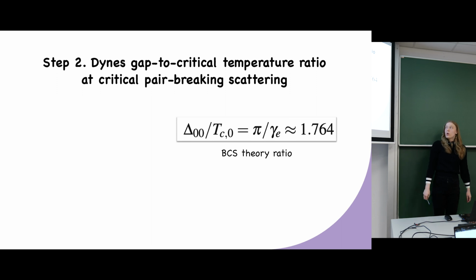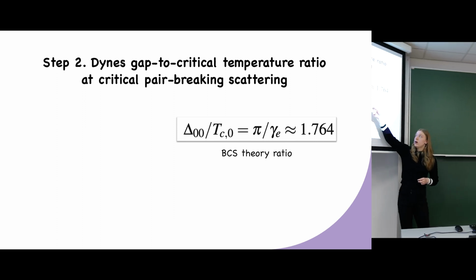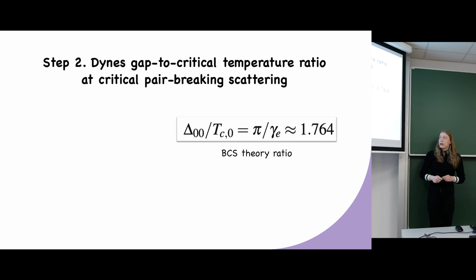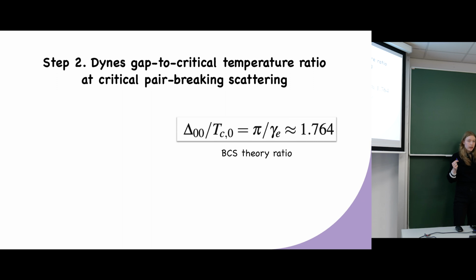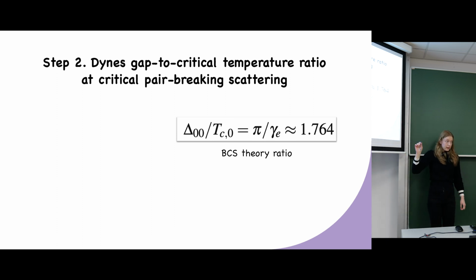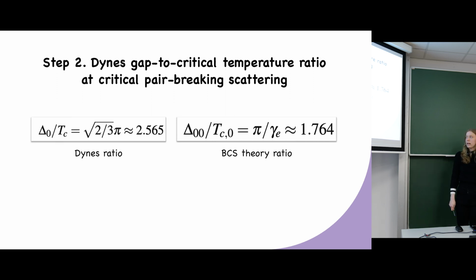The second step was to find the analog of the BCS-theory ratio, because it is valid only for zero gamma, and we wanted to find something like that in the Dynes case. So again, we take the energy gap equation in the clean case and in the Dynes case, compare them, make approximations for the critical pair breaking scattering, meaning the critical limit of gamma, and achieve such a ratio.